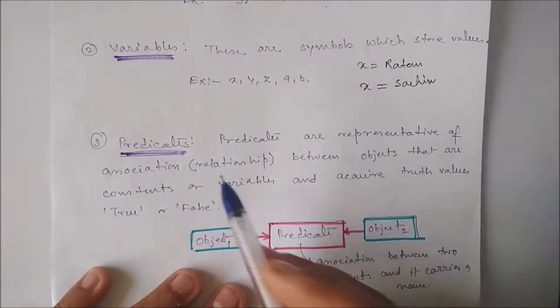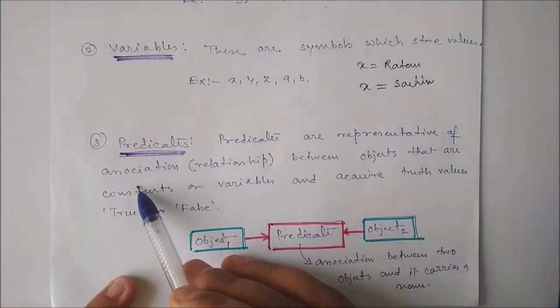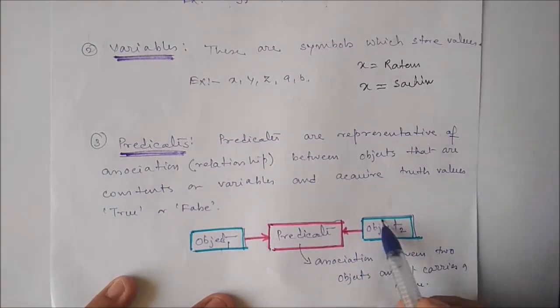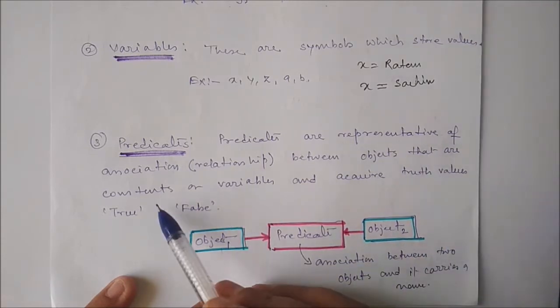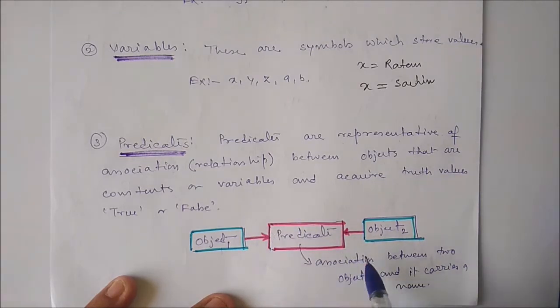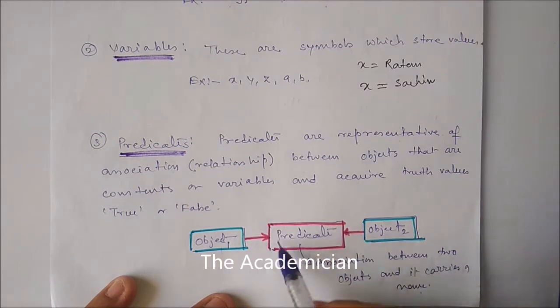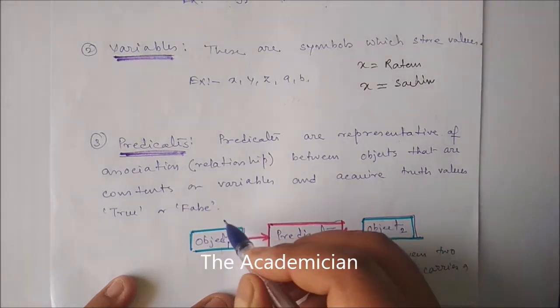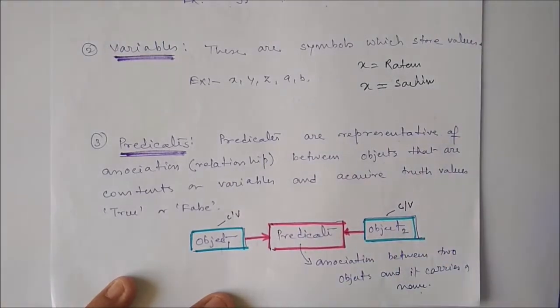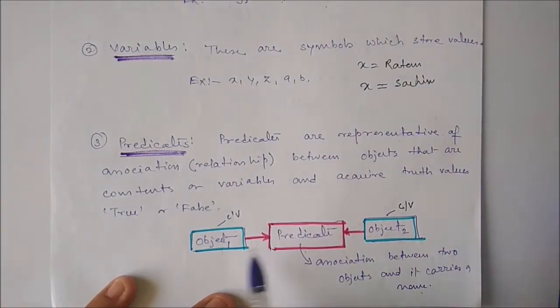Next is predicates. Predicates represent association or relationship between the objects. Objects may be constants or variables, and they acquire truth value, true or false. So predicate is what? It's an association between two objects and it carries a name. It must have a name and it carries the two objects. So in between two variables or in between two constants, we may apply a predicate to assign the relationship between these two objects.